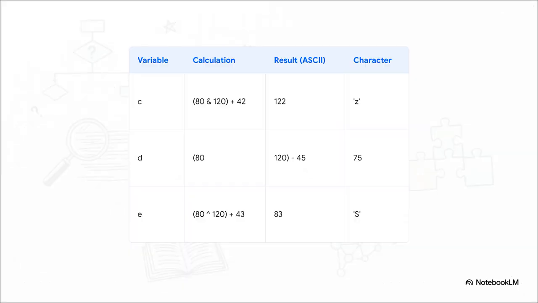And now we can put all the pieces together. For that first variable, C, we take our result of 80 and add the ASCII value for the star character, which is 42. That gives us 122, the ASCII code for a lowercase z. For D, the bitwise OR gives us 120. We subtract the ASCII for the dash, 45, and get 75, which is a capital K. And finally for E, the bitwise XOR gives us 40. Add the ASCII for the plus sign, 43, and we get 83, which is a capital S.